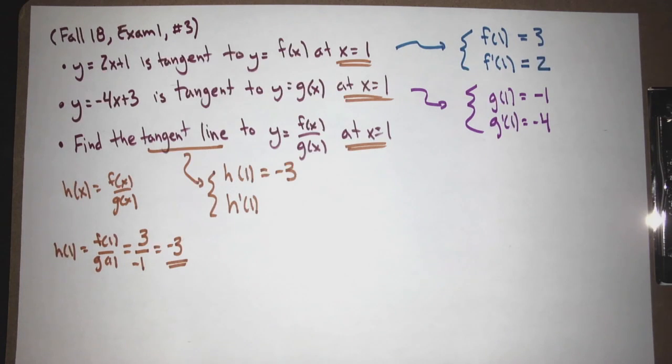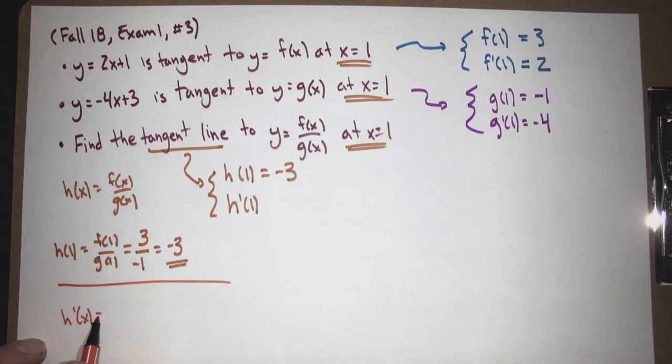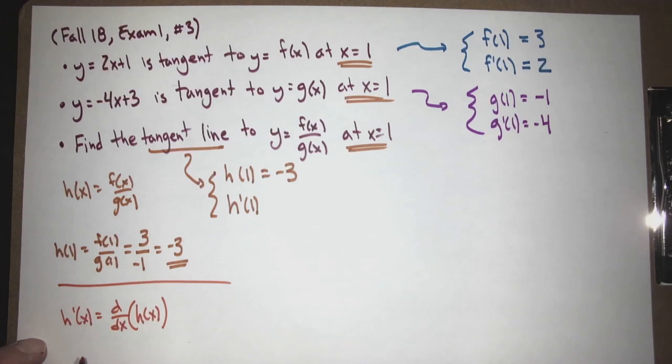All right. Now, what comes next? H prime of 1. Now, where do we plug 1 in? Well, we plug 1 into the derivative. Where's the derivative? Oh, we haven't found it. So I guess we better find it. All right. So h prime of x means we're taking the derivative of h of x. But the derivative of h of x is the derivative of f of x over g of x.